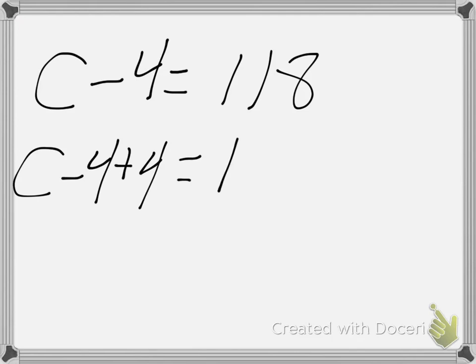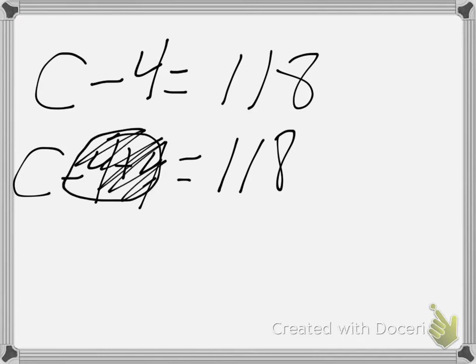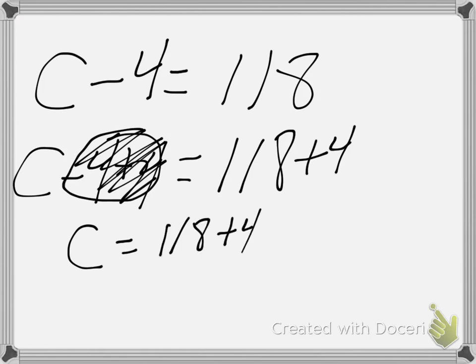It equals 0. Well, this equals 0, you're right. That equals 0, those cancel. But what I did to one side, I have to do to the other. So what did I have on this side? Plus 4. I have to add 4 to the other side. Good. So that gives me, I'm just rewriting the question, c equals 118 plus 4. C equals 122 is the answer.